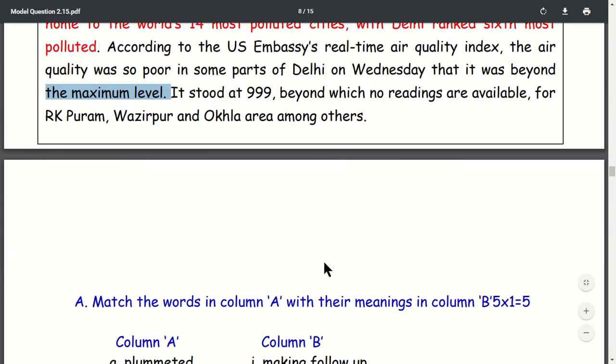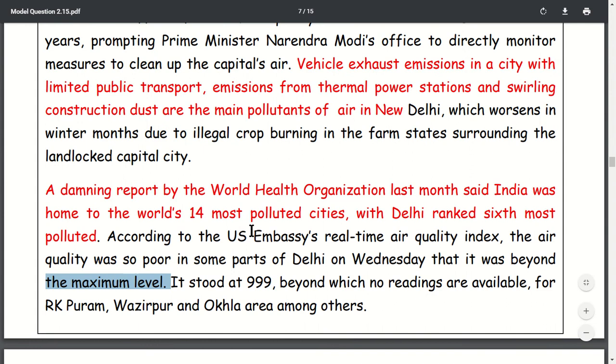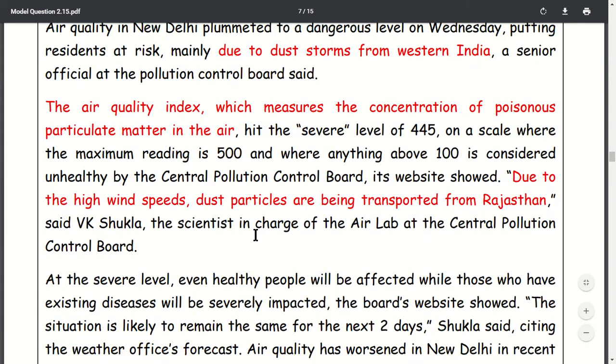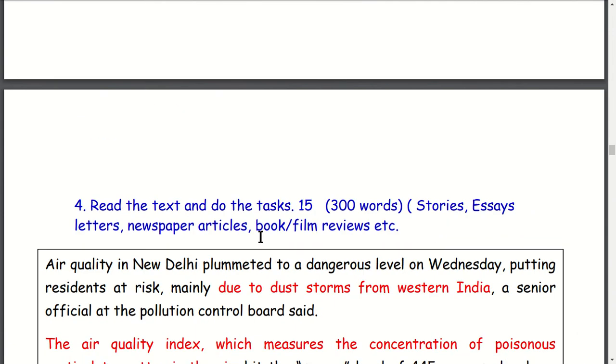This is the passage here. This passage is a little long. You can read this passage two times or three times. You have to read this very carefully so that you will be able to find the answers to these questions here.